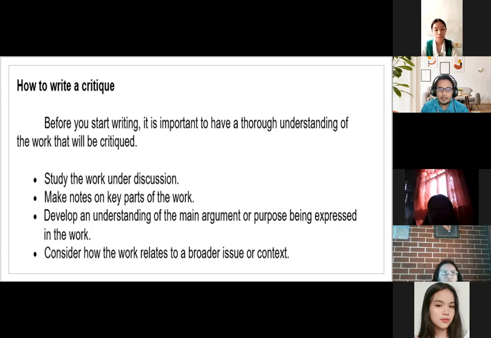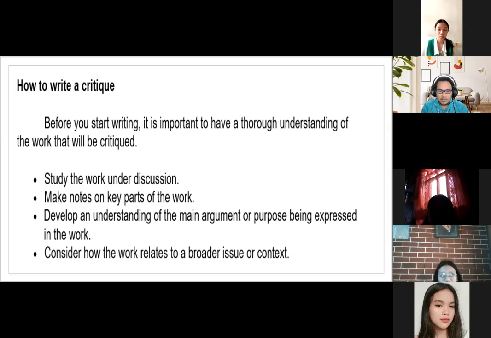Develop an understanding of the main argument or purpose being expressed in the work. We must comprehend the different issues na meron dun sa particular material. Consider how the work relates to a broader issue or context. If you can relate it outside the context, then it's much better. But it depends upon the approach that you are going to use. Kasi there is a formalistic approach or formalism approach na hindi nagbe-base outside the context. Mismo yung context lang ang ating i-observe.